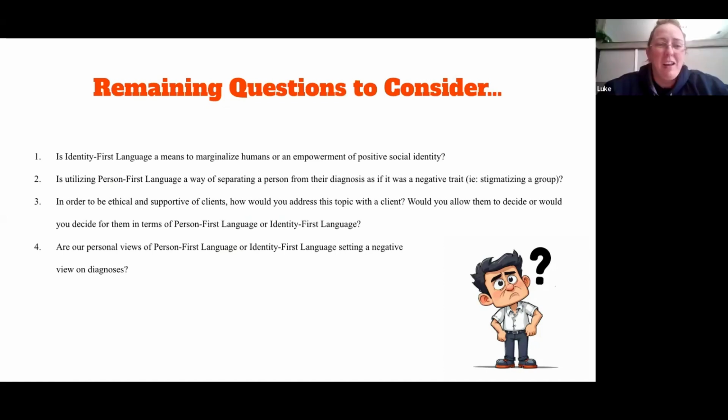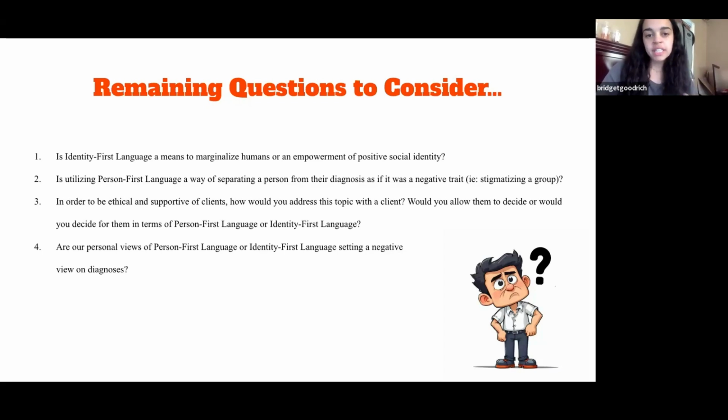Okay. Yeah. So the first question is: is identity first language a means to marginalize humans, or empowerment of positive social identity? I think they're doing research for this debate.